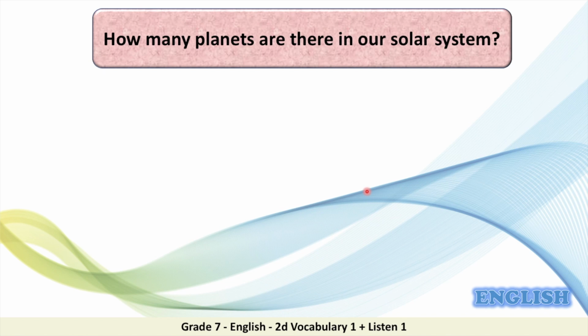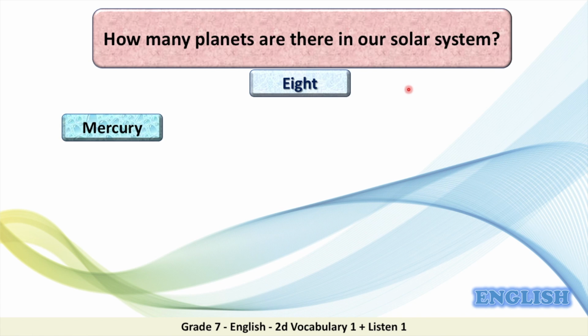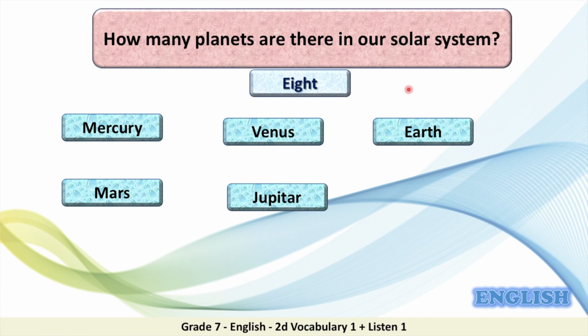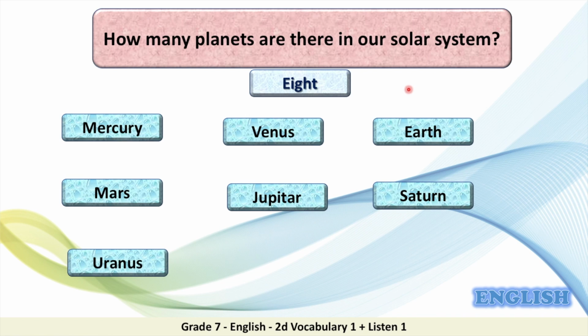Okay, thank you. My students, let me ask you a question. How many planets are there in our solar system? Excellent. 8. What are they? Mercury, Venus, excellent. Earth, yes. Mars, Jupiter, Saturn, Uranus, and finally, excellent, Neptune. Thank you. Well done, my students. Let's move on.